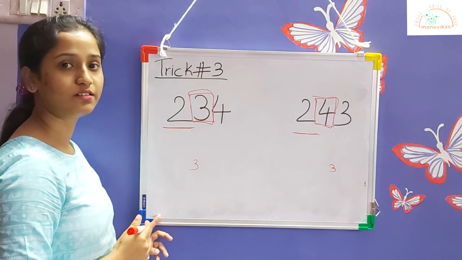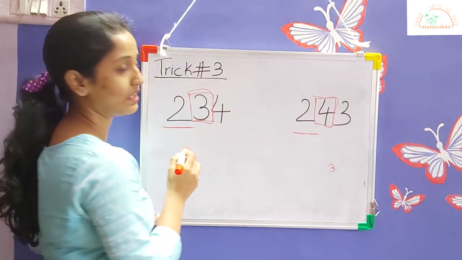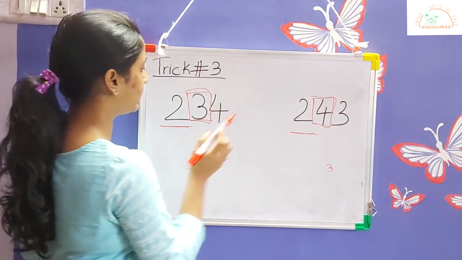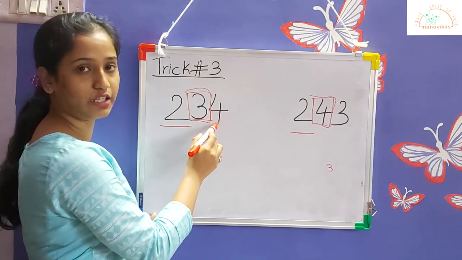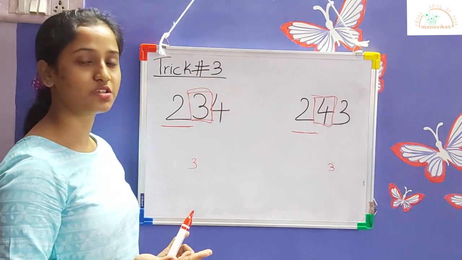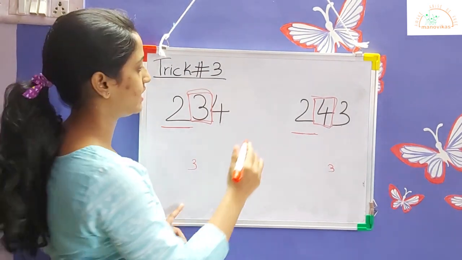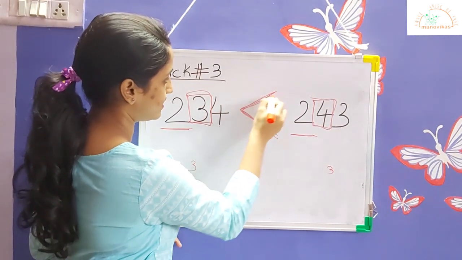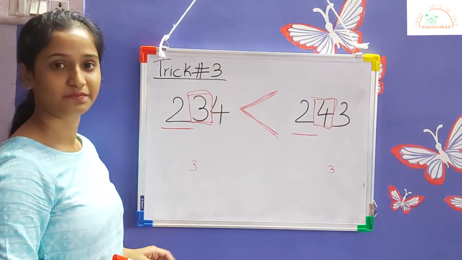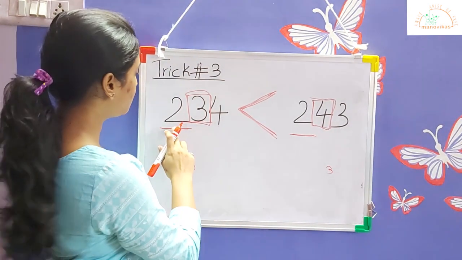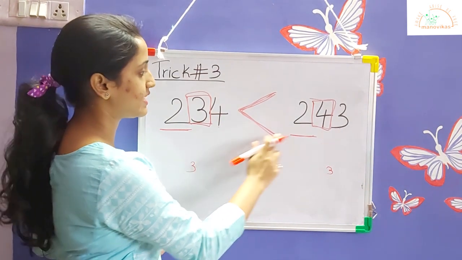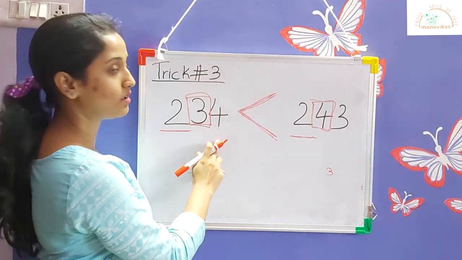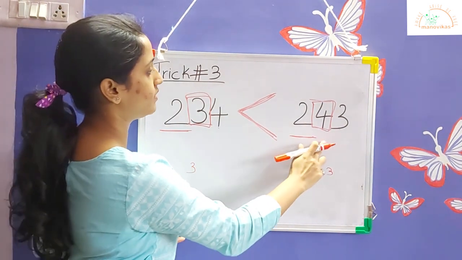So which is greater? Correct. 4 is greater than 3. So we have the number 243 greater than 234. So which sign should we use here? Yes, the less than sign. So we use the less than sign for the number on the right hand side. And we read it as 234 less than 243. I repeat, 234 is less than 243.